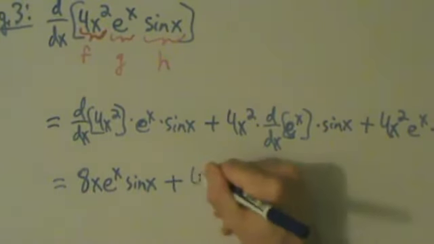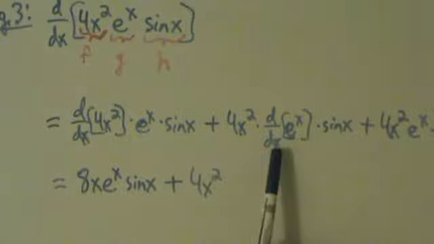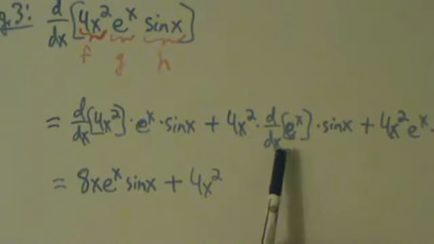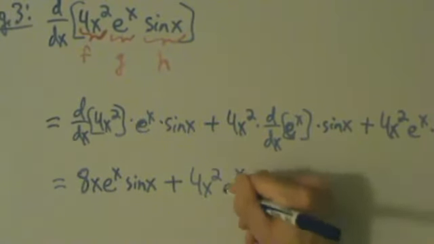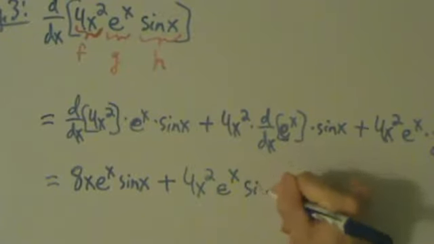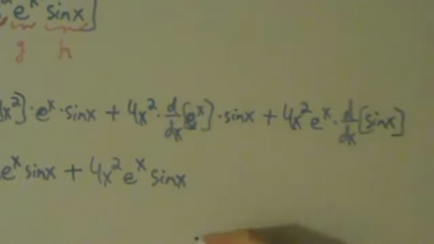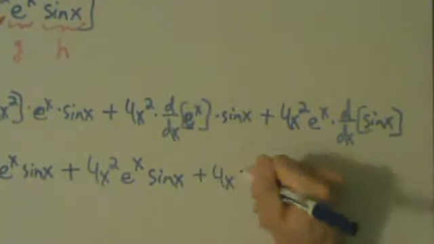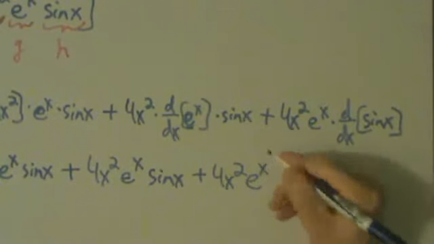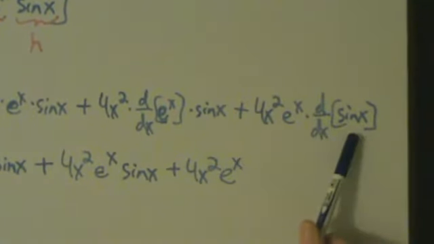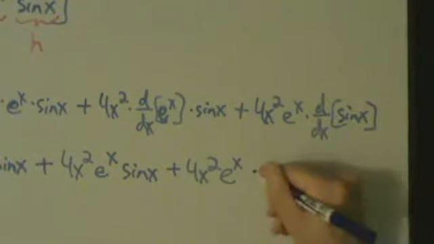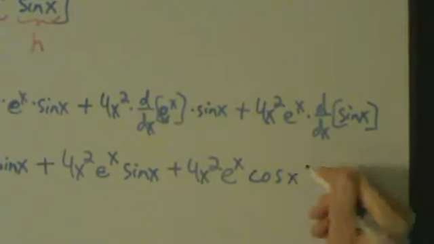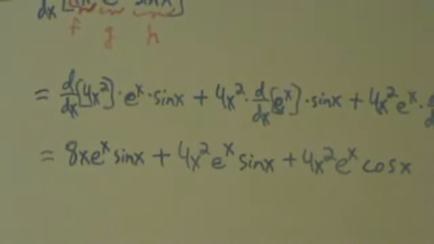Plus 4x squared, derivative of e to the x with respect to x is just e to the x. And we're still multiplying by that sine of x. And then what happens here, plus 4x squared e to the x, what's this? Derivative of sine of x with respect to x we know is cosine of x, right? And that's actually pretty much it.